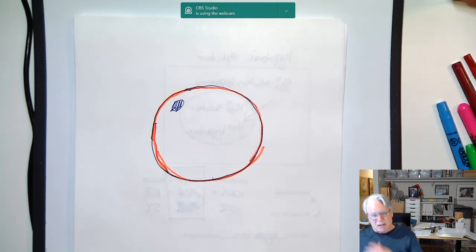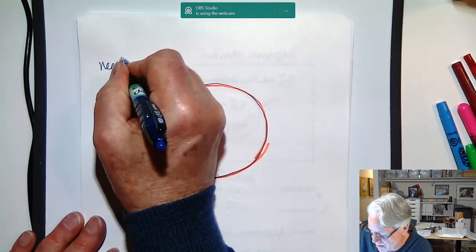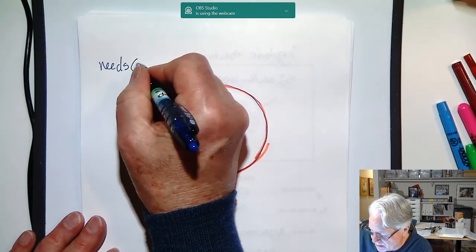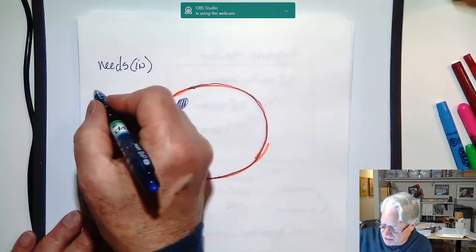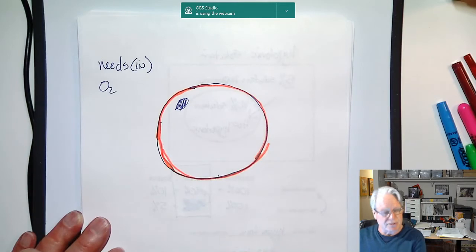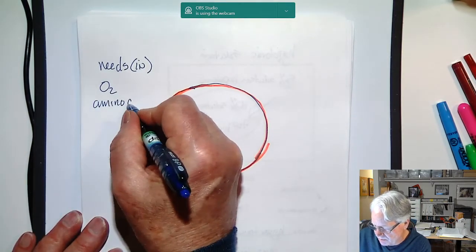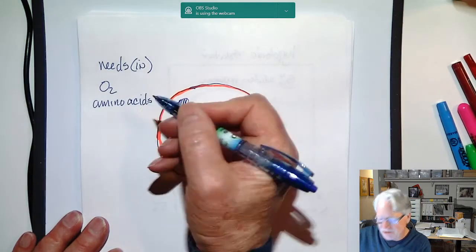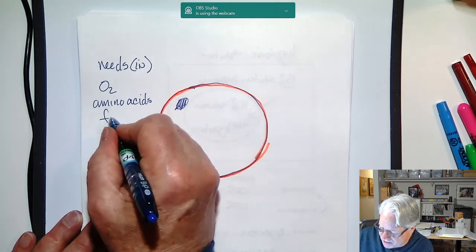And a typical cell in the human body. How do we keep that happy? Well, that cell needs certain things coming in to make that cell happy. What is that? Well, it needs oxygen, obviously. It needs amino acids to build proteins. That's what cells do, is they build proteins, among other things. Okay? It needs certain kinds of fats.